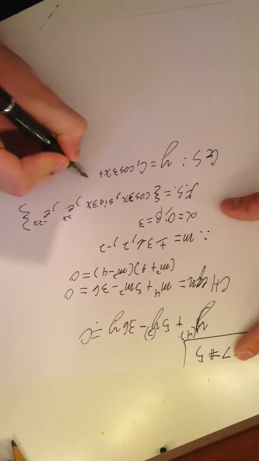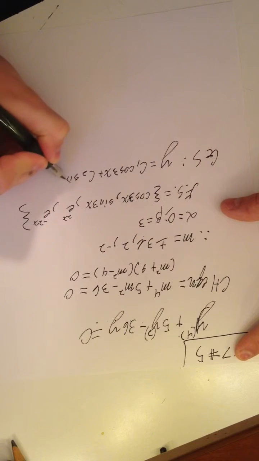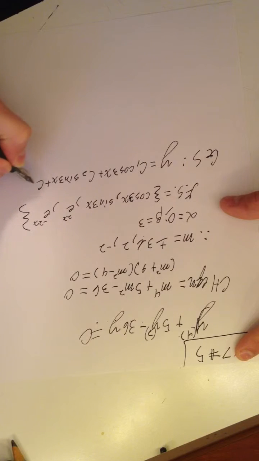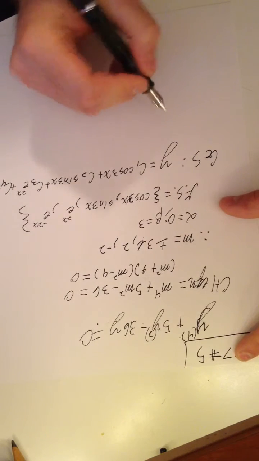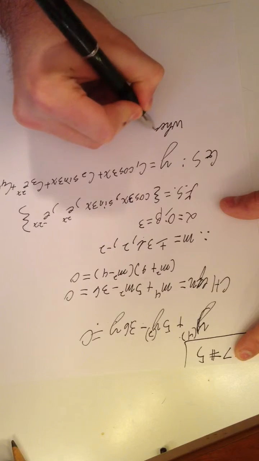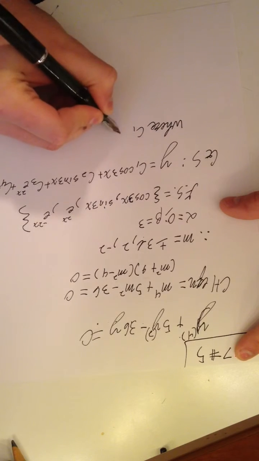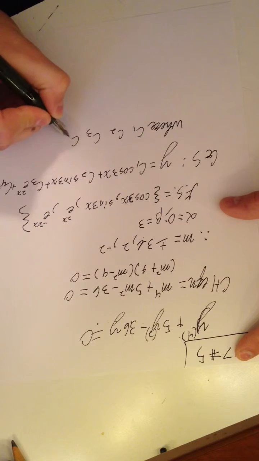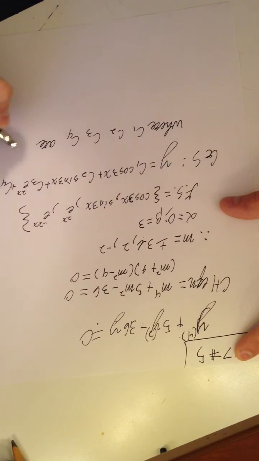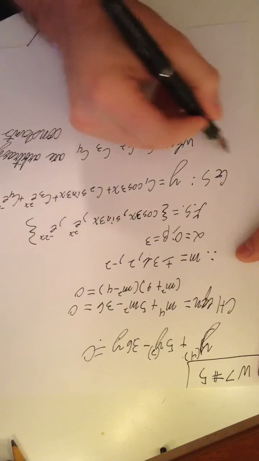And therefore, our general solution is going to equal y is equal to c1 cosine 3x plus c2 sine 3x plus c3 e to the 2x plus c4 e to the negative 2x. And where our c1, c2, c3, and c4 are all arbitrary constants. And that is your solution.